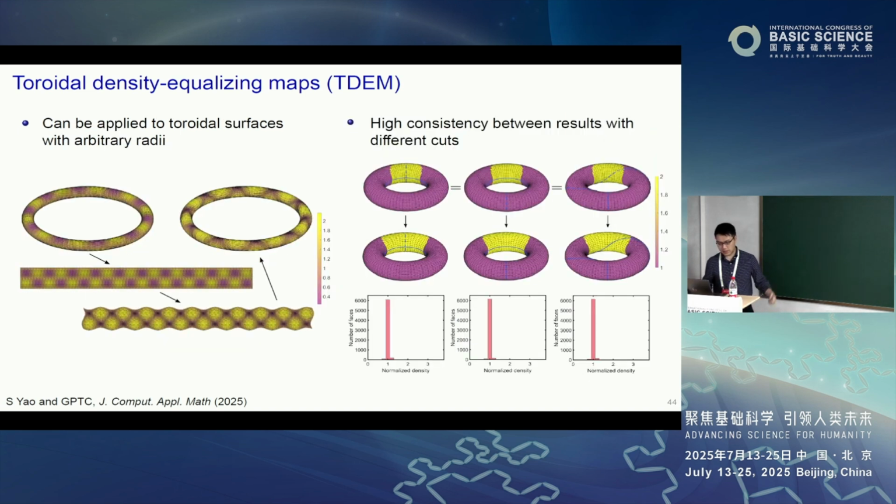And just similar to the previous case, we can also handle arbitrary radii. So even if we have a very stretched torus shape, we can also achieve these mappings. And we can also achieve high consistency between results with different cuts. So even if you do the cuttings in different ways, the final results will be highly consistent.